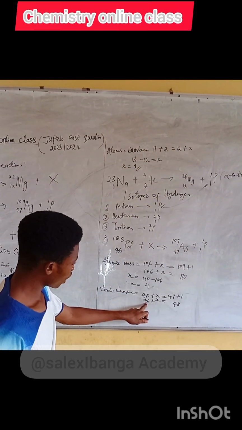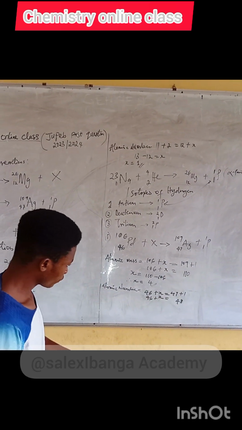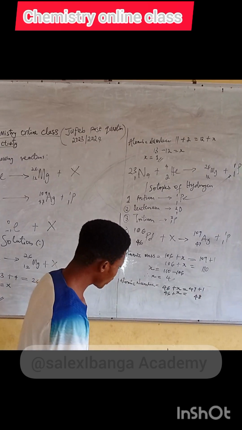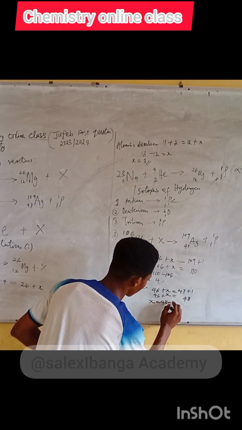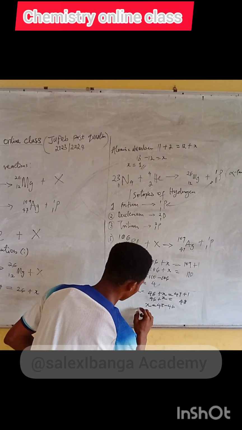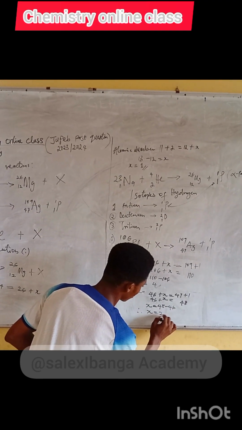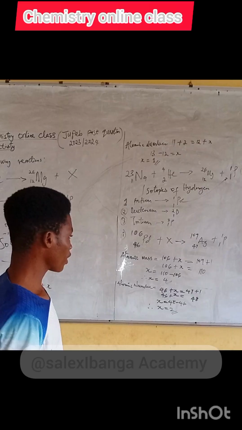From here, I will quickly transfer this to the other side. If I transfer 46 to the other side, that will be negative. So that means our X equals 48 minus 46. Therefore, our X equals 2.